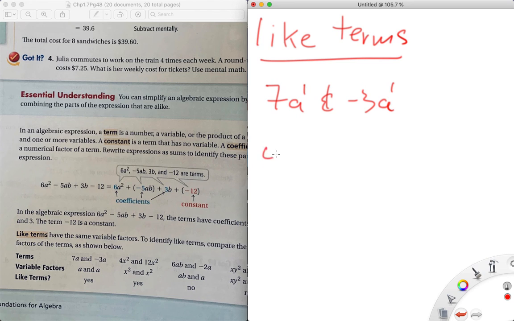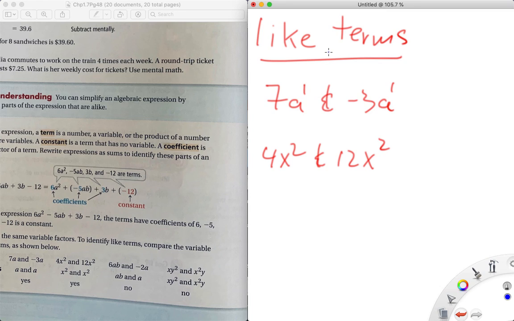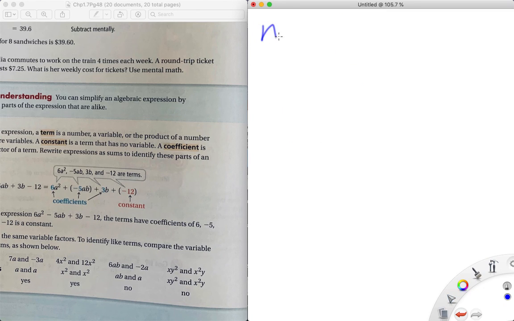The book says 4x squared and 12x squared. Again, same variable raised to the same power. They are like terms. What about terms that are not alike? Not like terms.